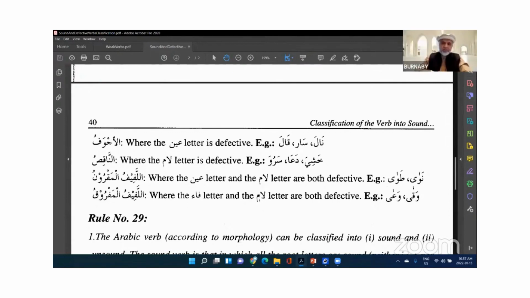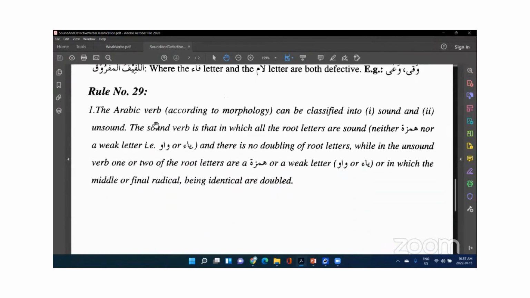I have shown you the presentation. I have spoken about it. I have shown you on a piece of paper. And now I'm telling you from a book, so that again and again, this thing will start to sink in, inshallah. Okay, so now let's look at the rule. The Arabic verb, according to morphology, meaning when you change one verb into another, can be classified into sound and unsound. The sound verb is that in which all the root letters are sound, neither Hamza nor a weak letter nor doubled root letters.